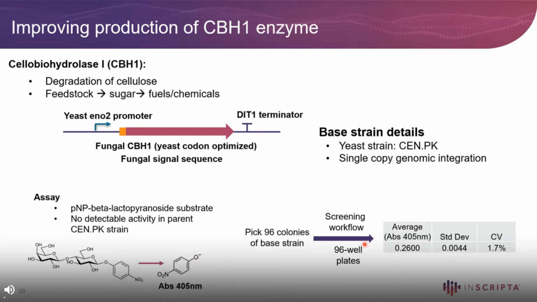And this base parent strain that was used for expression had no detectable activity on this substrate. So to show you a little bit about the noise within the assay, all of the screening workflow was done in a high-throughput format where we used 96-well plates, anywhere from about 10 to 20 plates of samples per library. So if I pick 96 colonies of this base expression strain, take it through the workflow, you could see the average and standard deviation of the measurements and a very low CV, which gave us pretty good confidence that we could pull out hits even if they had a very low improvement in CBH1 expression.